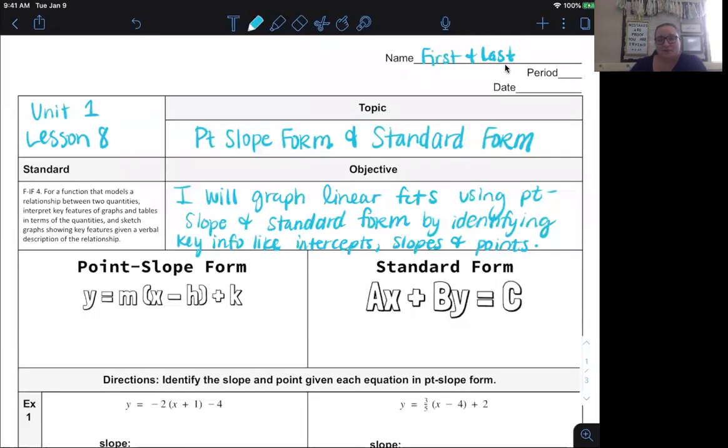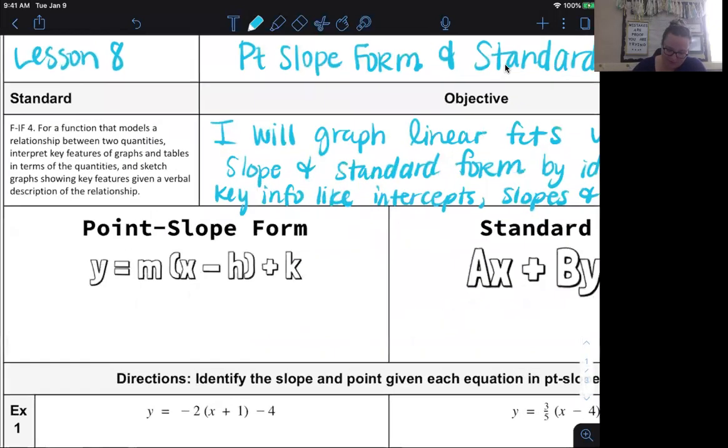So today's lesson is going to be focused on point slope form and standard form. These are both forms that you should have learned in Algebra 1, so hopefully this lesson is more of a review for you today. And today's objective is I will graph linear functions using slope and standard form by identifying key information such as intercepts, slopes, and points. So let's jump right into point slope form.